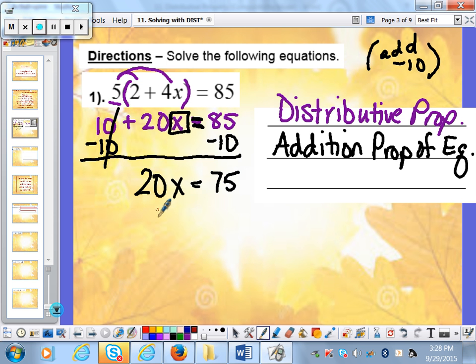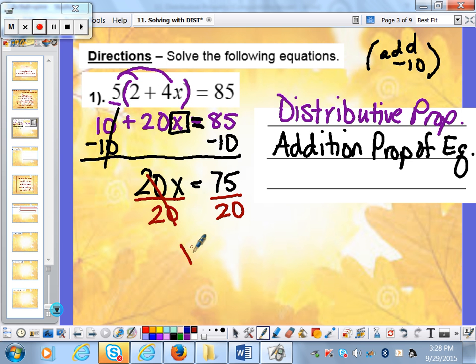Lastly, we have 20 times x equals 75. I need to get the x alone. To undo multiplication, I'm going to divide by 20. Now, if you're going to divide 75 by 20, you're going to notice that you get a decimal. So you can write your answer as a decimal, or you can write it as a fraction in simplest form.